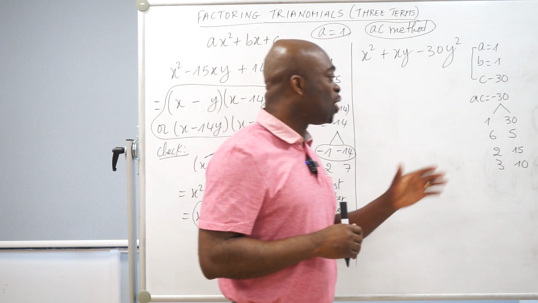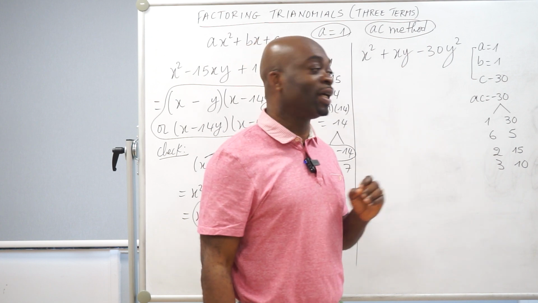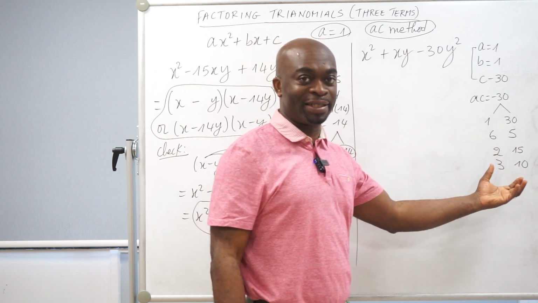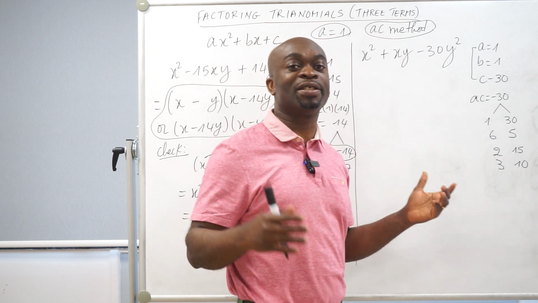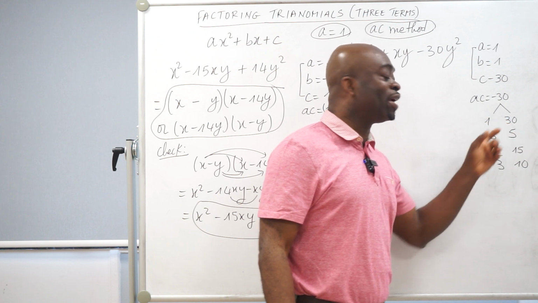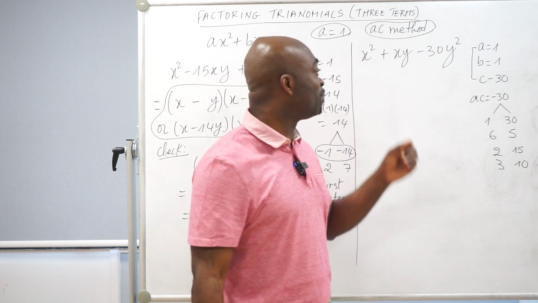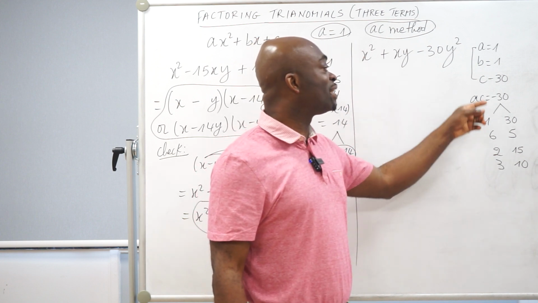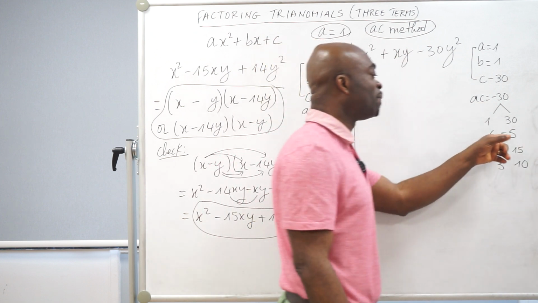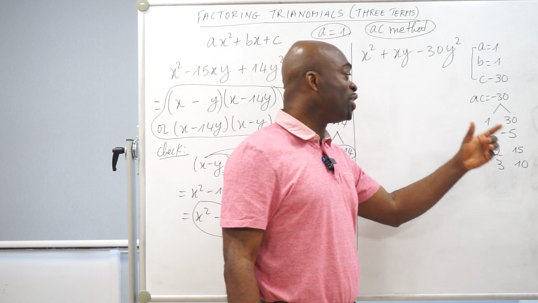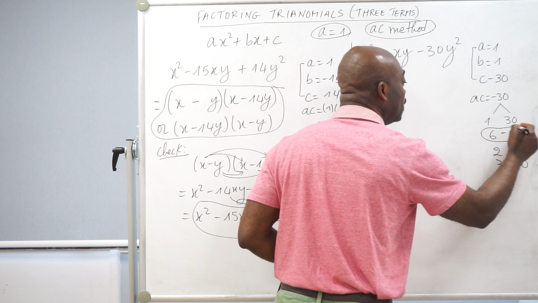So now we have to figure out which pair will add to give us positive 1. I do not put the signs yet. I just carry on with the numbers, and then we add the signs when we add and subtract to get the positive 1. So can we add or subtract 1 and 30 to get positive 1? No. Can we add or subtract 6 and 5 to get positive 1, with negative 30 as the product? It's possible. So plus 6 and minus 5, when you multiply, gives you negative 30. When you add, that gives you positive 1. So actually this is the one we were looking for.